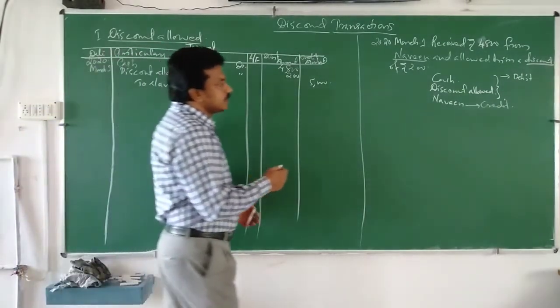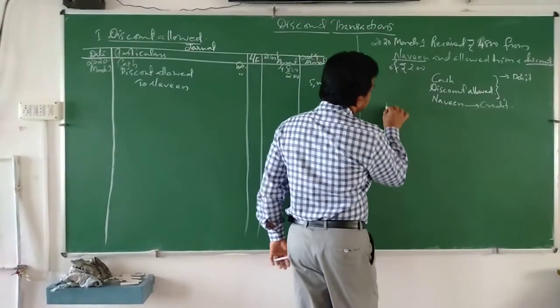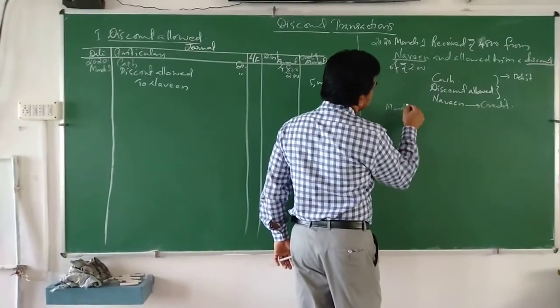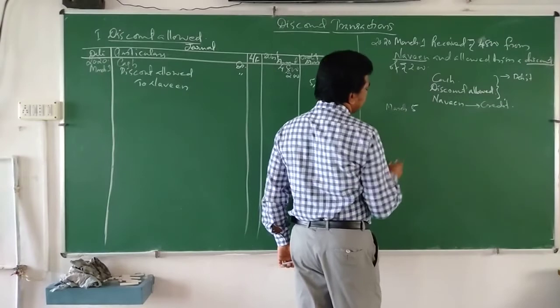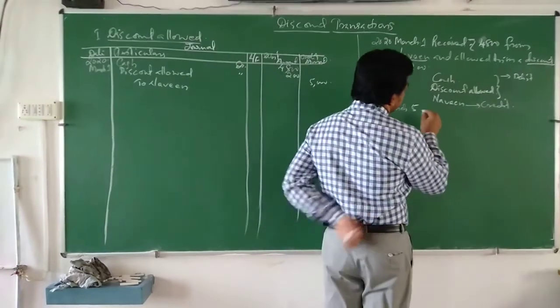Okay. Then another transaction, let us see. March 5 gives like this.